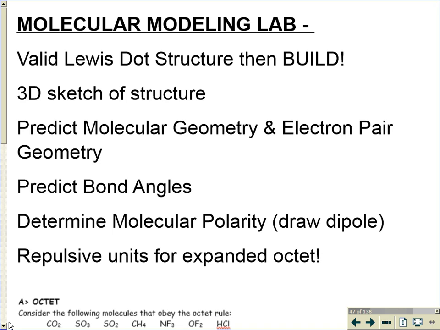We'll make these single bonds because they're just longer, and we'll make these double bonds.